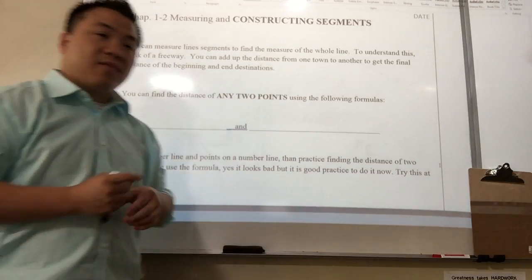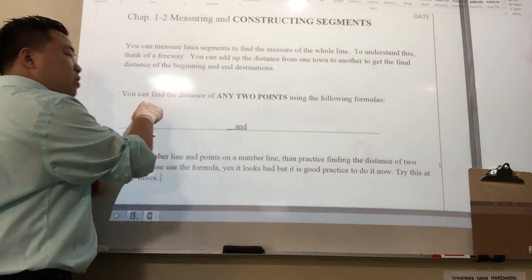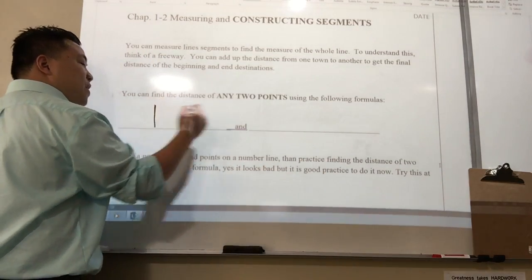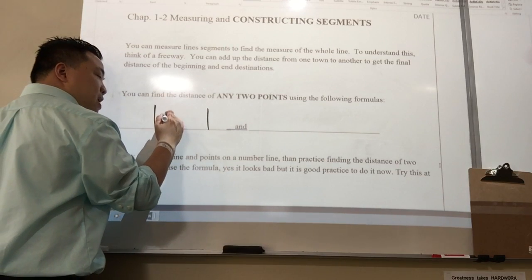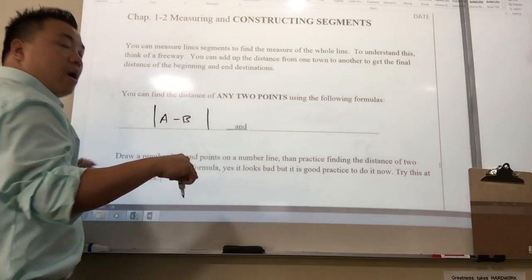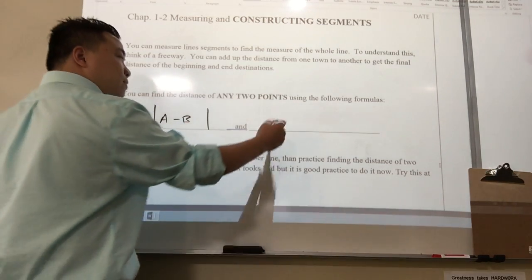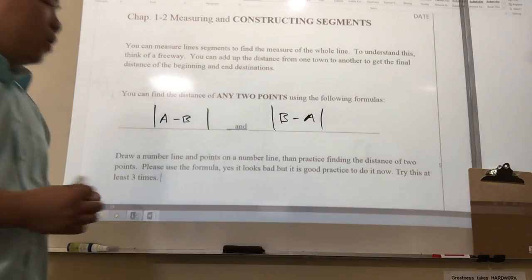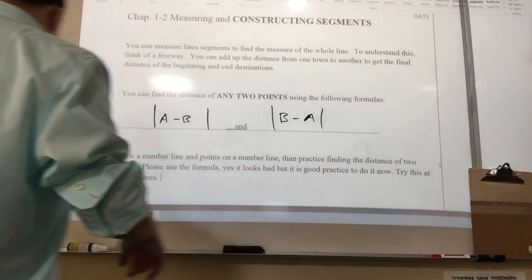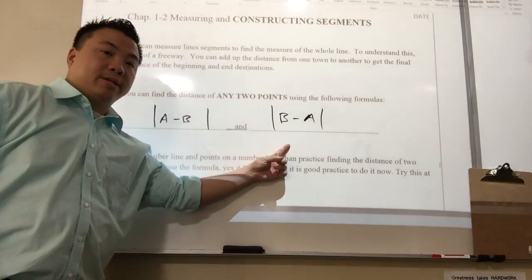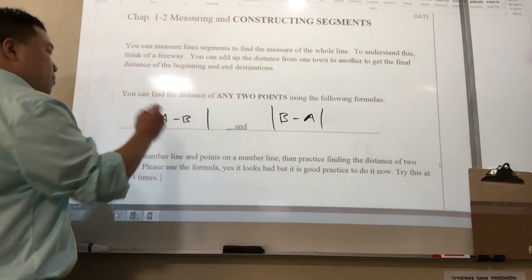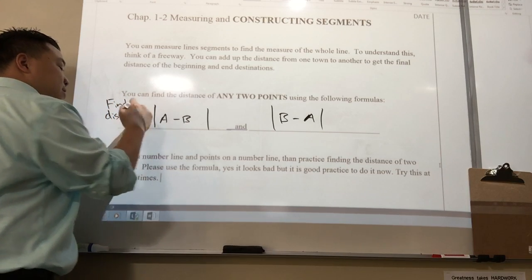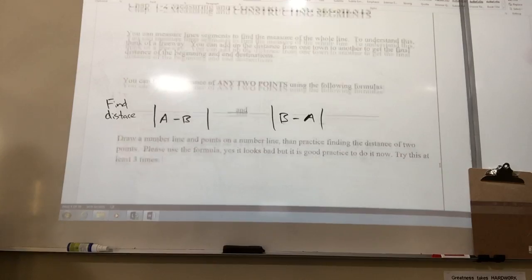Now, to find the distance of a line segment, it's a very simple formula. You can find the distance of any 2 points using this formula. It's the absolute value of A minus B, and the other way around, the absolute value of B minus A. Okay? Those are the ways. I'll show you how to use this. Make sure you write these formulas down. By these formulas, you want to put next to it, this is how you find the distance. Okay? So I'll show you how to use this.